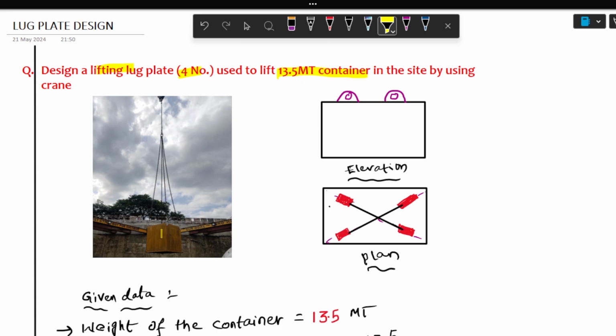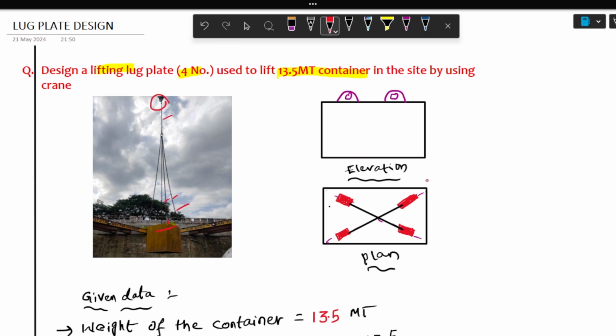Here you can see this is the container block. This container block is attached to the lug plate through the belt, and after that chains are available, and from the chains the load is transferred through the sling. Then the hook is there, and this hook is connected to the crane. So we have to design the lug plate to carry this container block so that the crane will place this container block from one place to another.